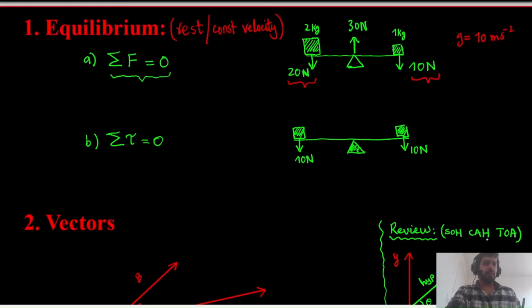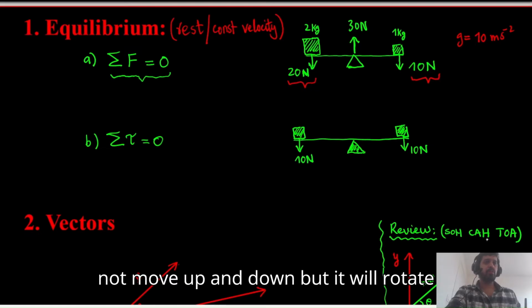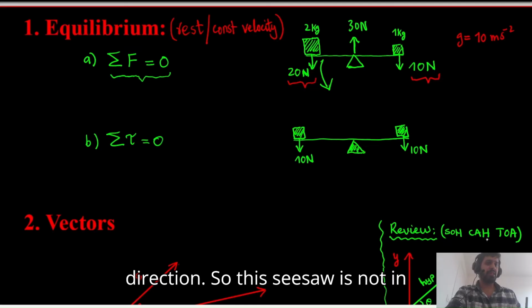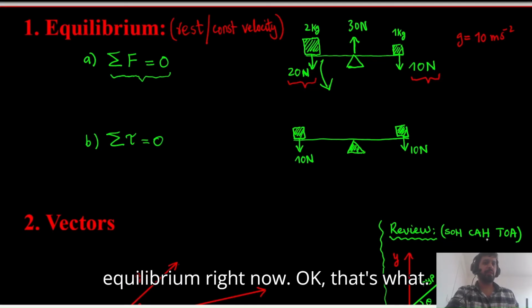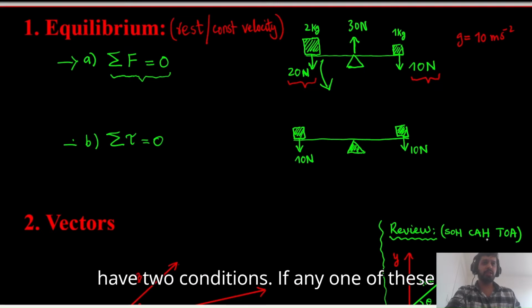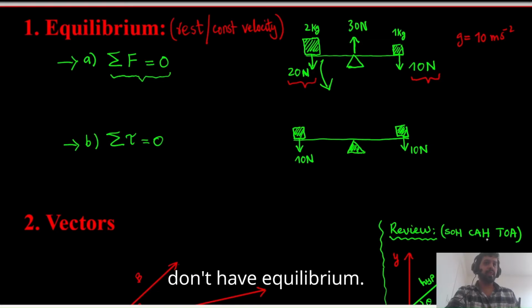Okay. For the first case, this seesaw will not move up and down, but it will rotate, right? So it will start rotating, for example, in the counterclockwise direction. So this seesaw is not in equilibrium right now. Okay. That's why I said that for equilibrium we have two conditions. If any one of these two conditions is not fulfilled, you don't have equilibrium.